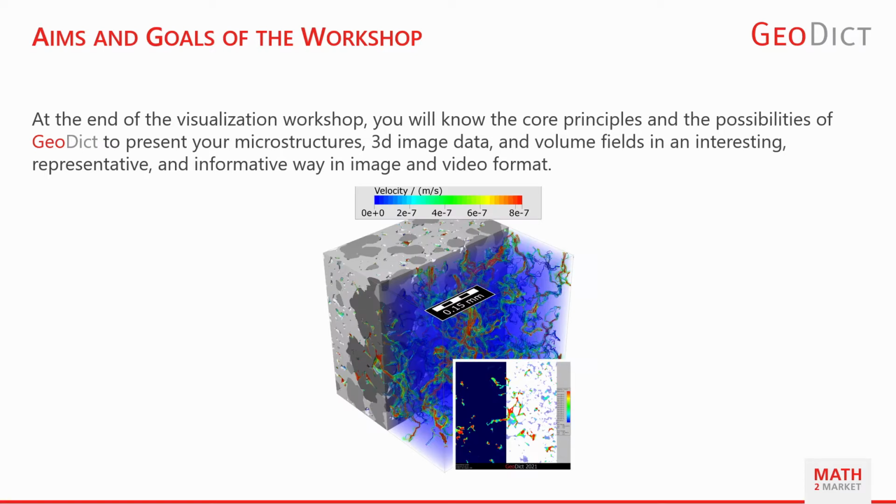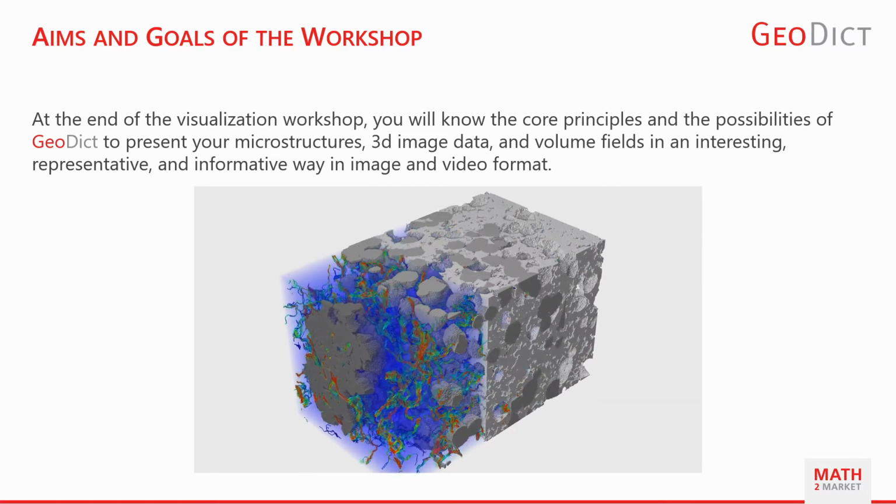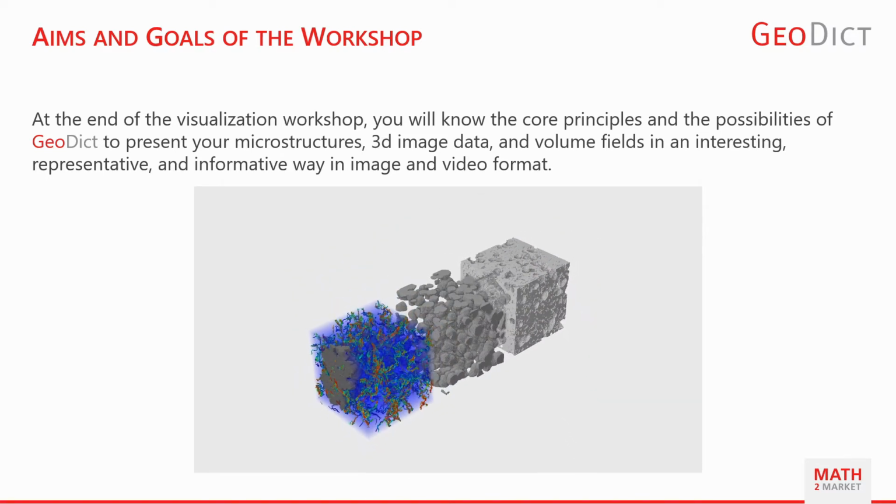In part 2, we will use the knowledge from part 1 to visualize a result field from a simulation and the corresponding microstructure. In addition, we will get to know further visualization options for result fields. We will then save our result using the built-in GeoApp EasyImage.